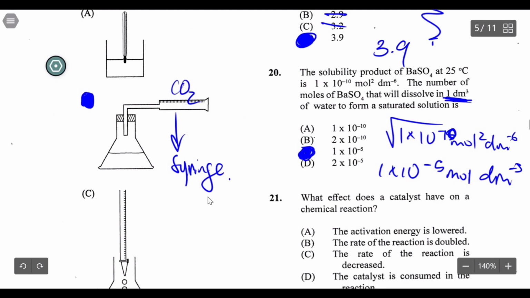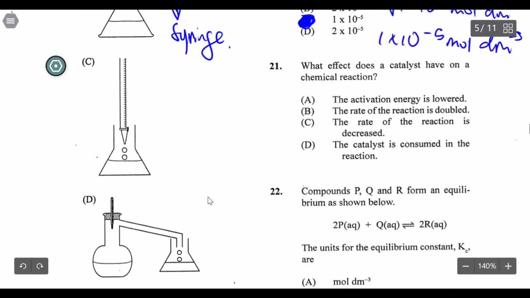Now number 21. What effect does a catalyst have on a chemical reaction? The activation energy is lowered, the rate of reaction is doubled, the rate of the reaction is decreased, the catalyst is consumed in the reaction. No. This one is definitely not true. So D is definitely not true. There's no way to tell if it's actually doubled, so that's kind of vague.